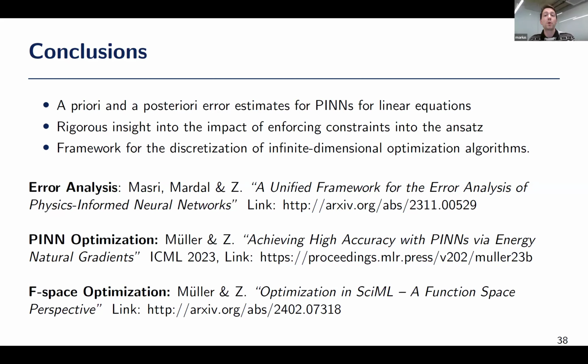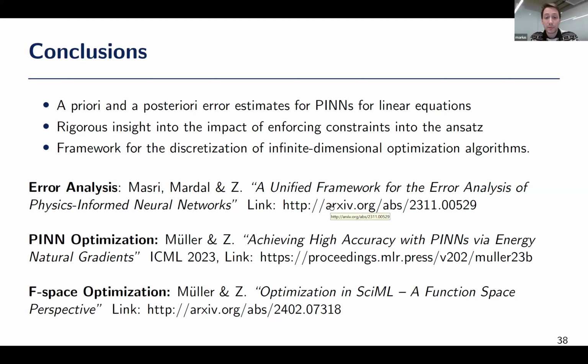So to sum up both parts of the talk: in the error analysis, we looked into a priori and a posteriori estimates for PINNs for linear equations, and saw that the crucial ingredients are coercivity estimates. We also saw the impact of enforcing the constraints directly in the ansatz, or in other words, how an L2 penalty can deteriorate your convergence mode. And in the second part, we had this framework for the discretization of infinite dimensional optimization algorithms.